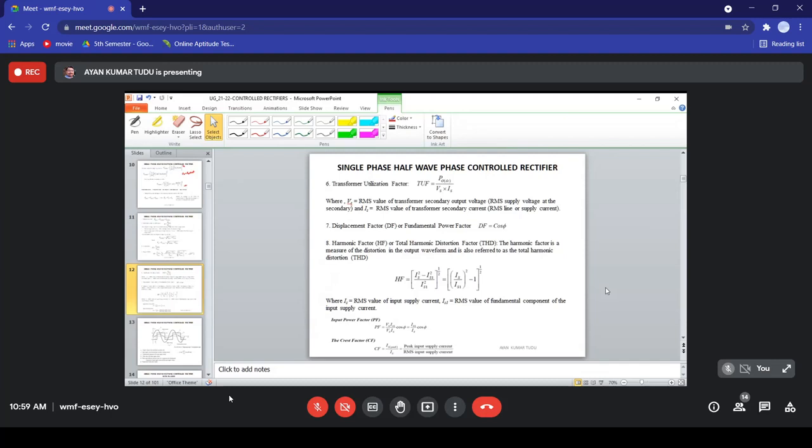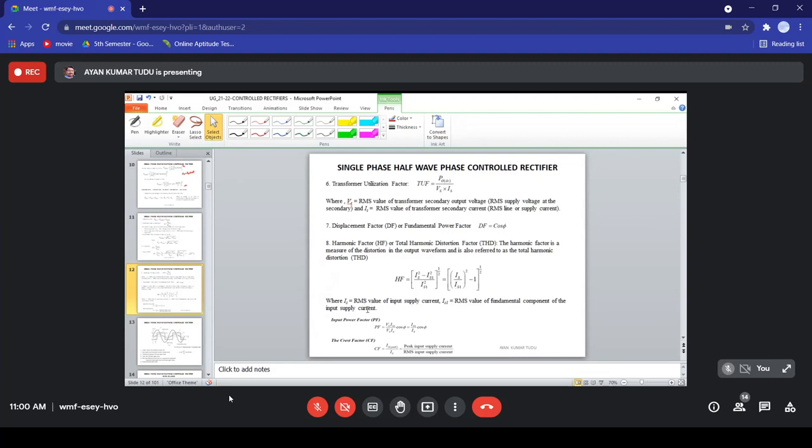Then we have to find out the displacement factor or the fundamental power factor, that is our cos phi. And then we have to find out the total harmonic distortion factor or the harmonic factor. It is a measure of the distortion in the output waveform and is also referred to as the total harmonic distortion. So the harmonic factor is equal to root of Is square minus Is1 square by Is1 square, where IS1 is the RMS value of the fundamental component of the input supply current, and Is is the RMS value of the input supply current.